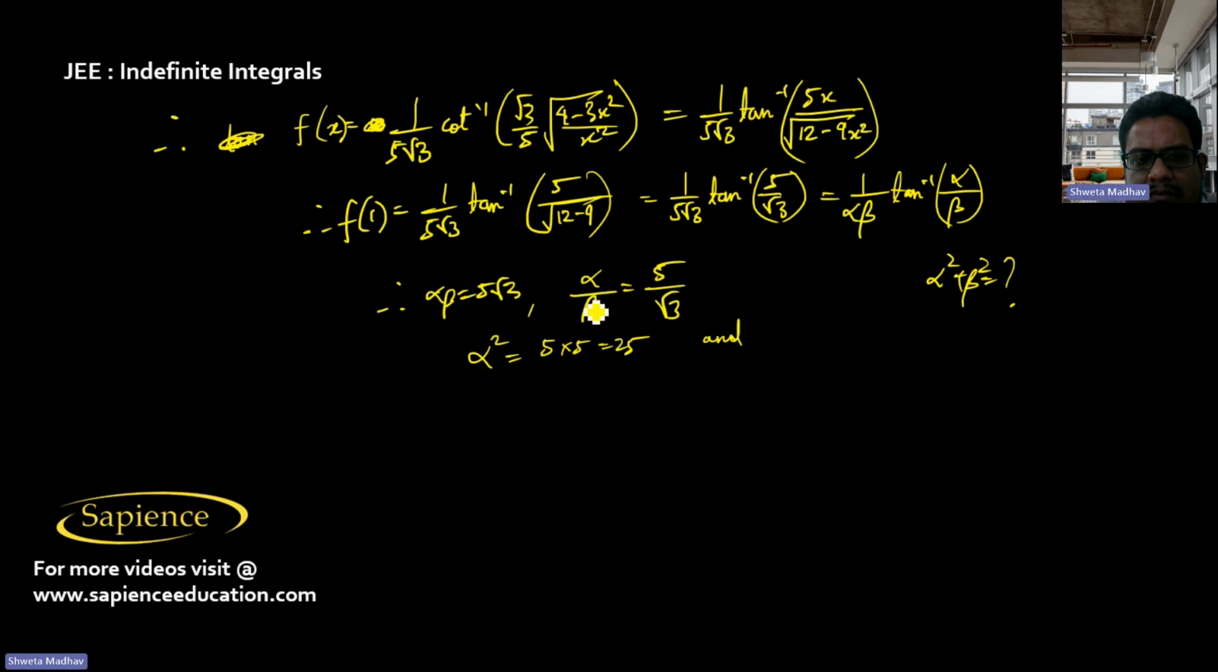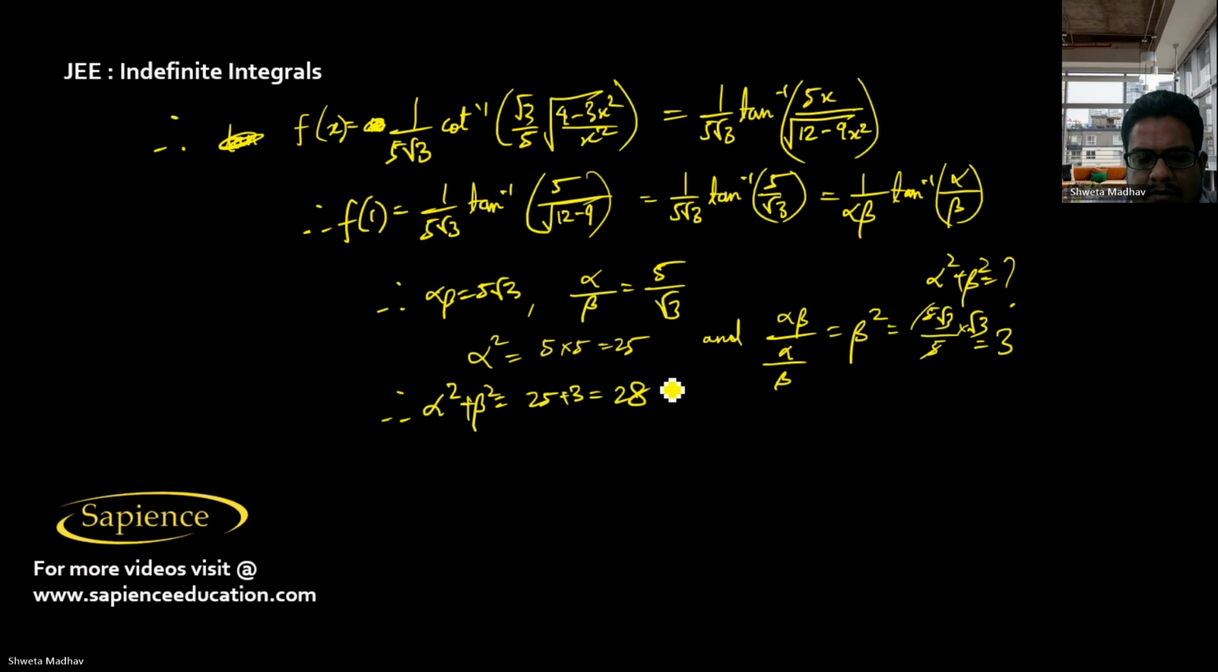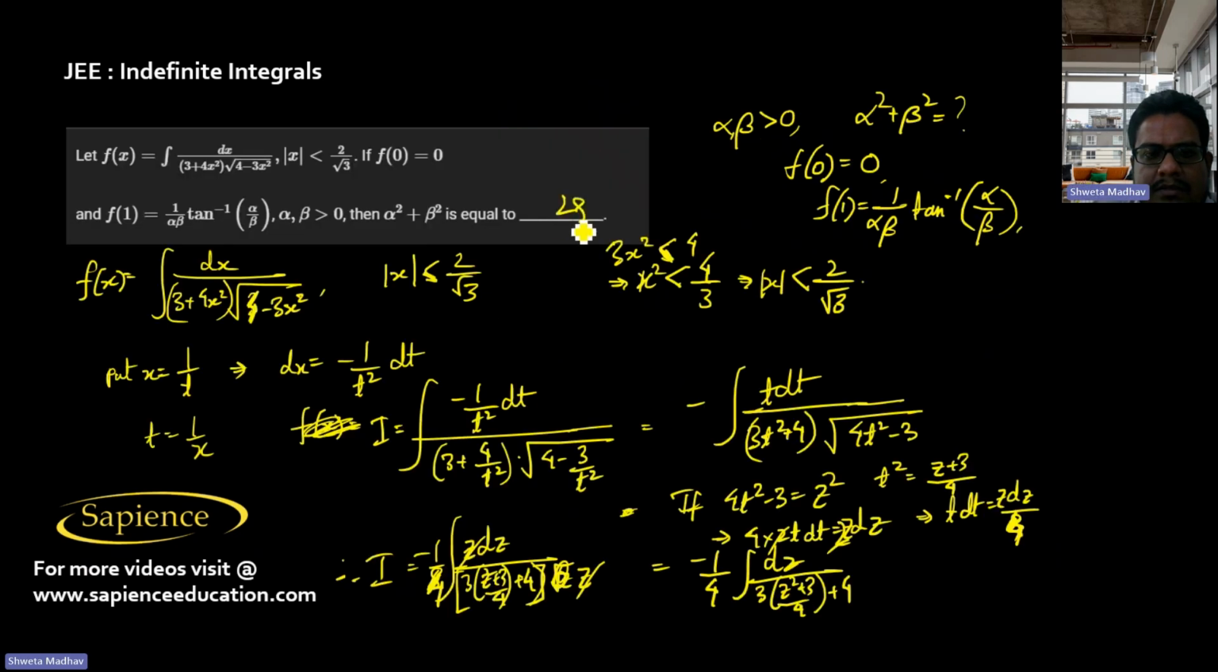And if we divide them, alpha beta by beta, then we will get beta square, which is equal to 5 root 3 by 5 by root 3, which is equal to 3. So therefore alpha square plus beta square is equal to 25 plus 3, that is 28. So 28 is the answer.